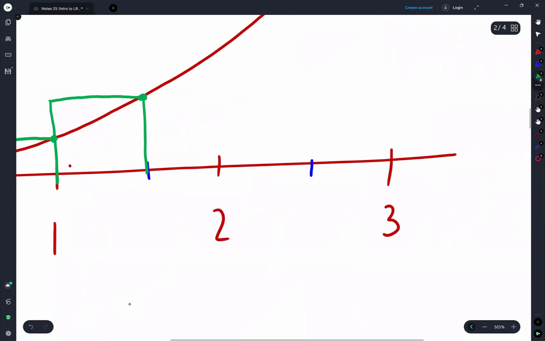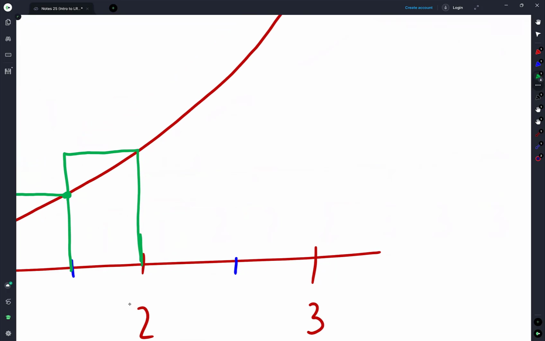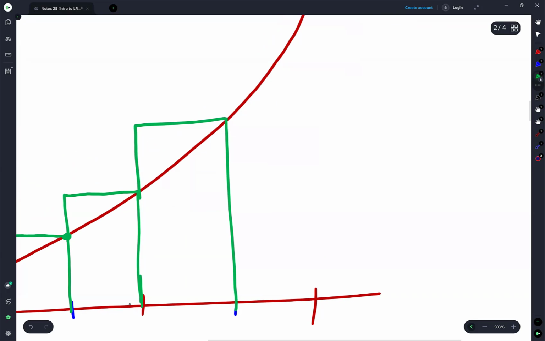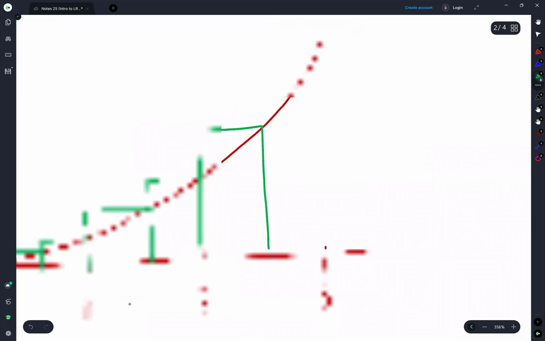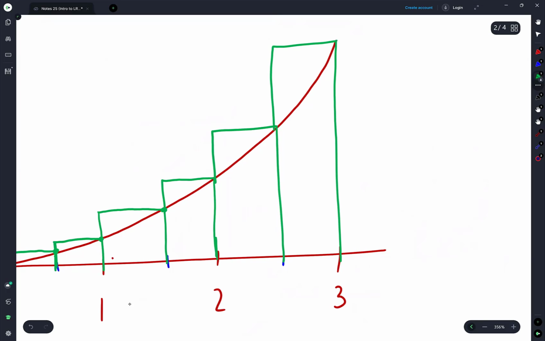Continue it, 1.5 to 2, go to 2, straight down. 2.5. And now this one, check it out, this one goes all the way to 3. This one you actually do have 6 rectangles for. So this one would be an over approximation because it's above the curve.